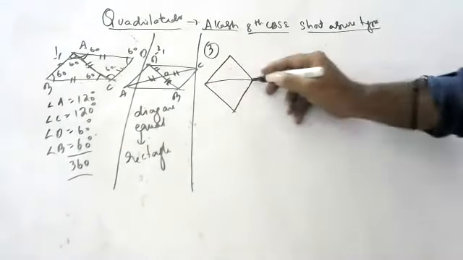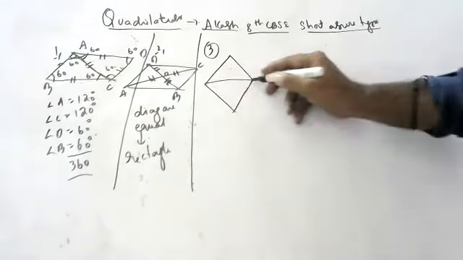ABCD is a parallelogram. AC is one diagonal. We have to prove that AC divides the parallelogram into two congruent triangles. That means we have to prove that these two triangles are congruent.